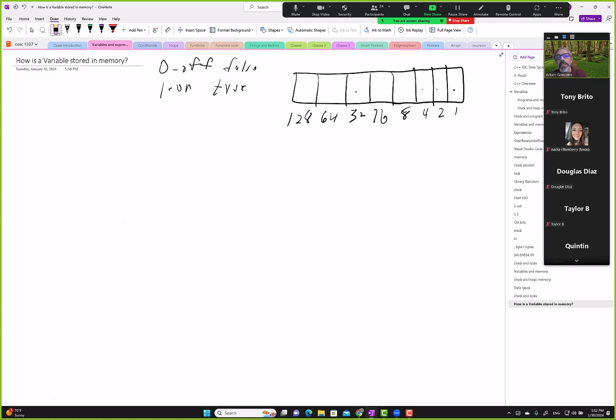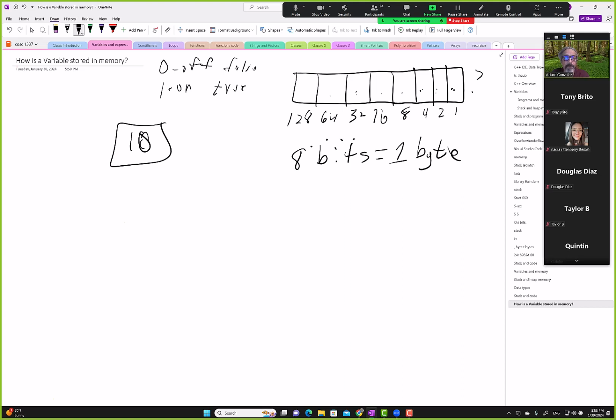the number 10, the value 10 as we know it, right? How can we represent this number here? Okay, so that's the first question. Second question, or actually the first question should be, what is this, right? So this is 1, 2, 3, 4, 5, 6, 7, 8. So we have 8 bits, and 8 bits equal to 1 byte. Okay. Now we can ask the question, how can this number here be represented over here?